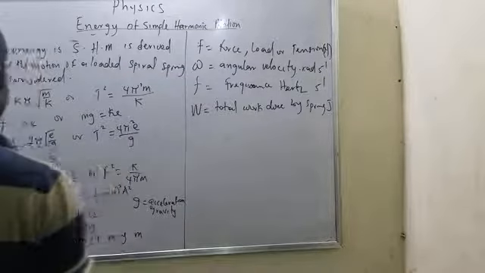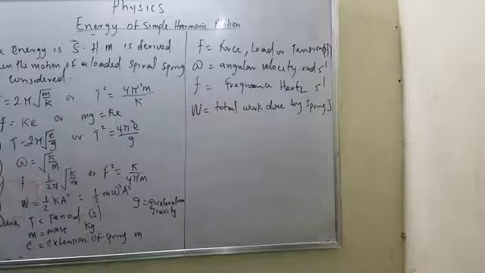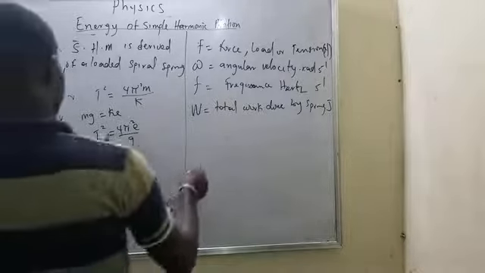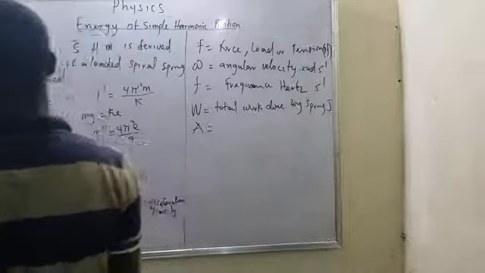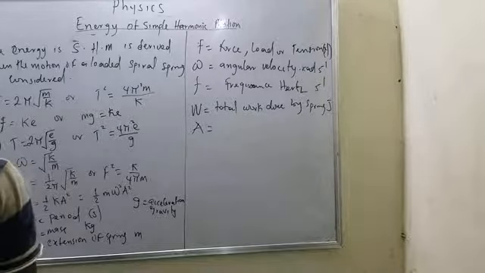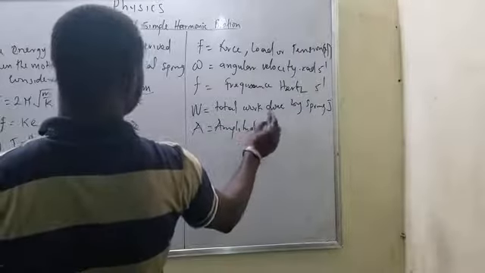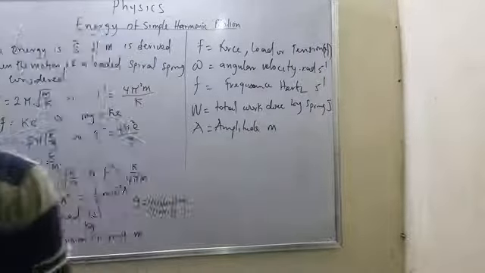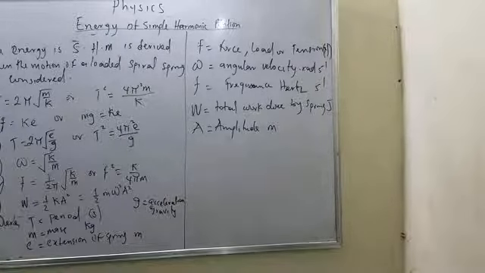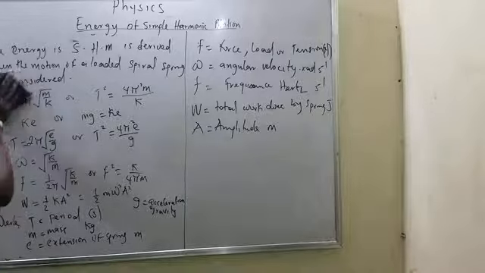What again do we need to talk about? I think I've talked about everything. Okay, my A, we call A amplitude, which is always in meter. What again is there? Okay, these are the things that we need to understand as far as energy of simple harmonic motion is concerned. Let me try to explain and apply one or two if time permits me. Just give me time.